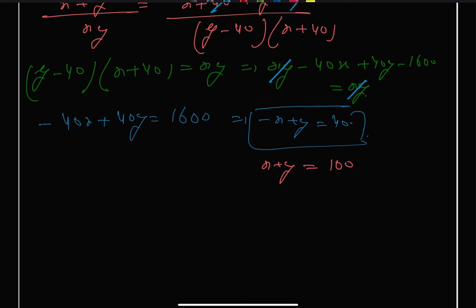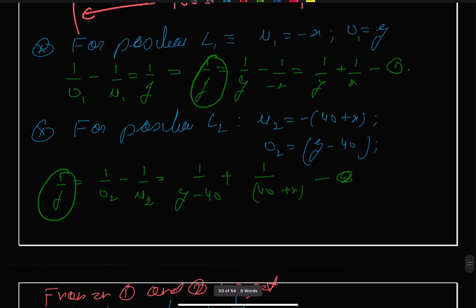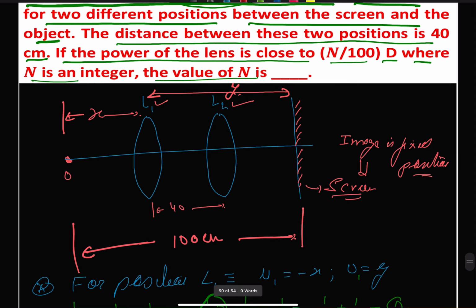So if we add these two equations, x and x goes away, so we are left with twice of y is equal to 140, giving us y is equal to 70. And if y is equal to 70, x will be equal to 30. This gives us that x is equal to 30. And we need to find out what? The power.